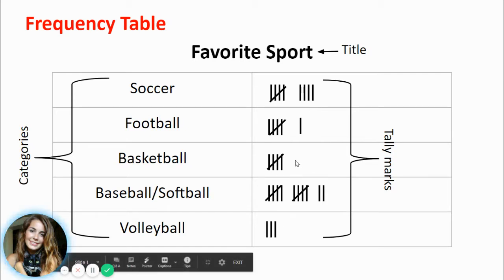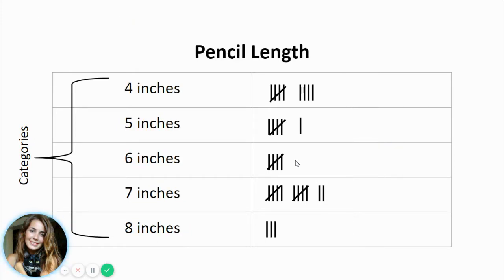Let's take a look at another frequency table. This one is about the length of pencils. The title tells me that. I can see the categories here are different lengths.